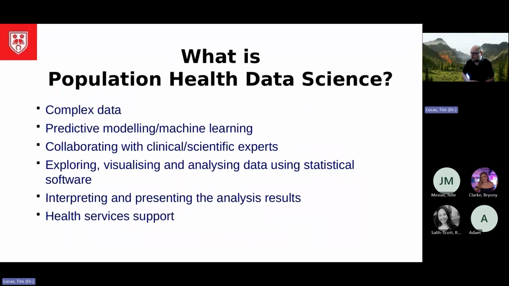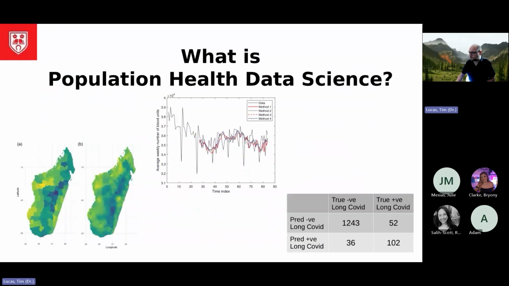One of the sides of population health data science that's quite unusual is perhaps a bit of a focus on health services support. So things like forecasting how much need there is for healthcare in 1 week, 1 year. We'll see a little bit of that later, but that's one of the things that we expect might come up more commonly, especially on the industry side of health data science.